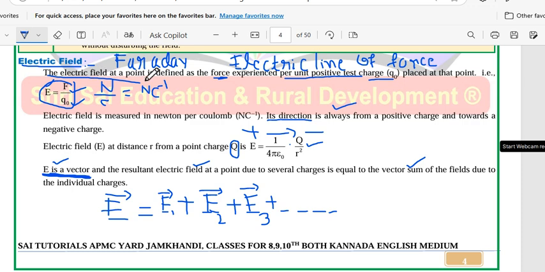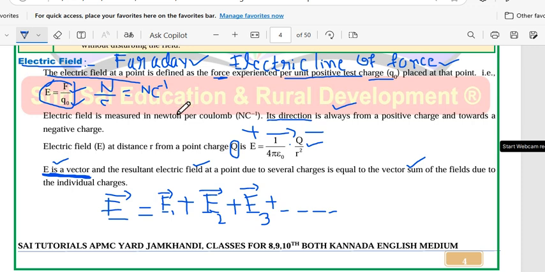Electric field was introduced by the scientist Faraday, and this is also called electric line of force. What do you mean by electric field? Electric field at a point is defined as the force experienced per unit positive test charge q naught placed at that point.